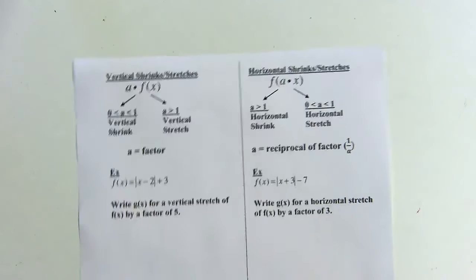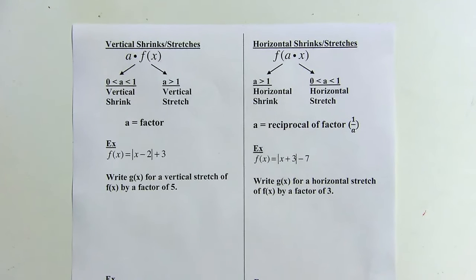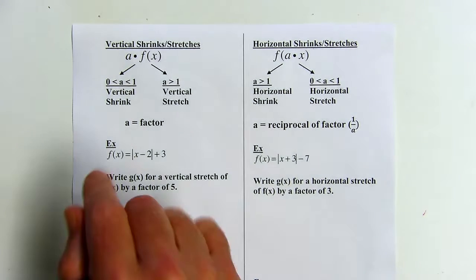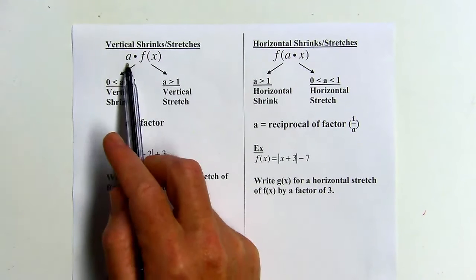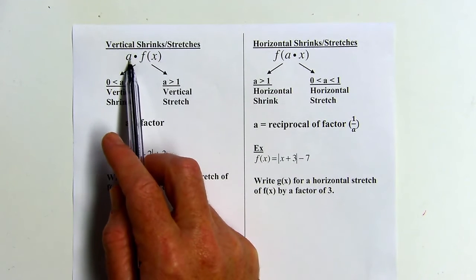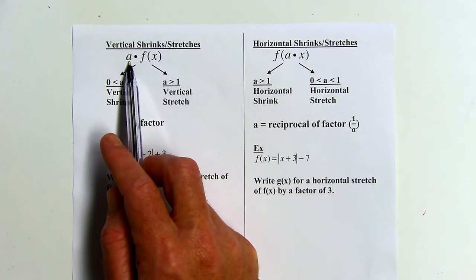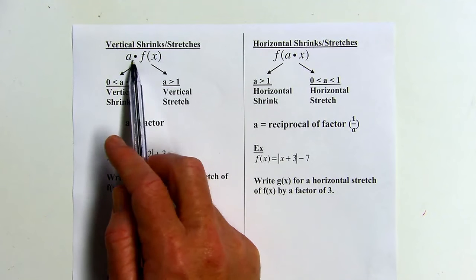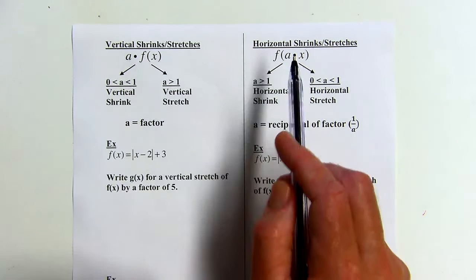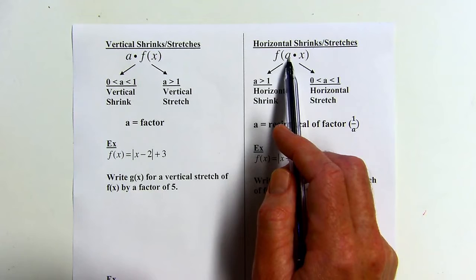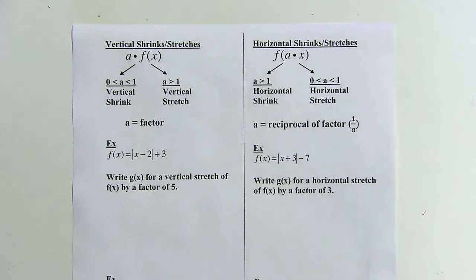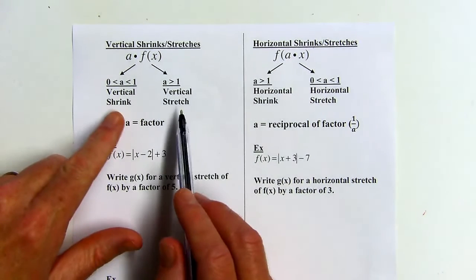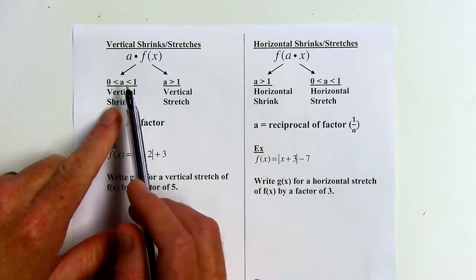Okay, so let's look at the equation side of things first. Not going to do any graphing on this page. So vertical changes is when we're multiplying the output, so this a value, we're going to be multiplying the whole function, all of f of x, by something. Where with the horizontal changes, we're just multiplying the input, right? Okay, and then you can tell if it's a stretch or shrink based on the value of a.